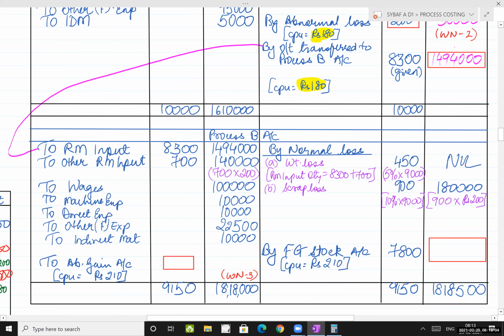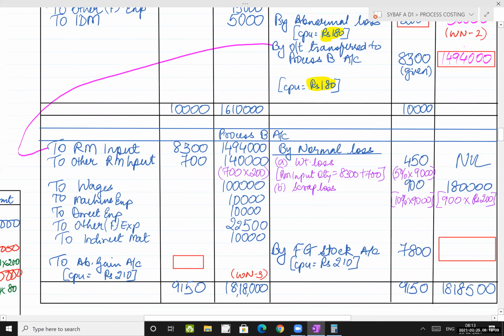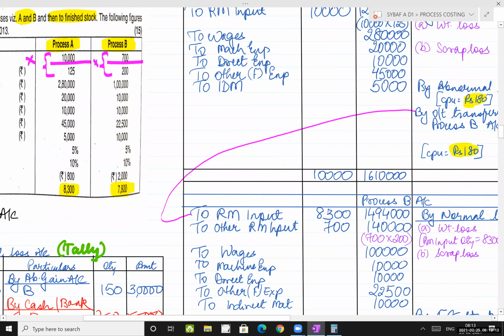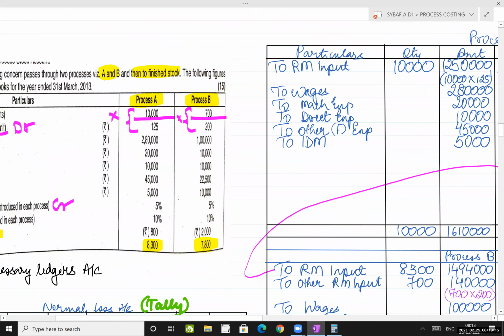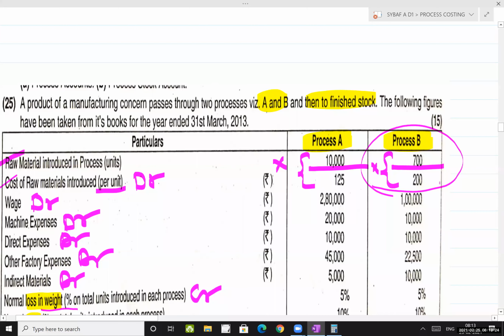See, this is 8,314 lakh 94,000. And there is one more other raw material input. एक तो raw material आएगा आपका प्रोसेस ए से, और एक रॉ मटेरियल और दिया है क्वेश्चन में, ये देखो 700 वाला. तो there are two raw materials in process B actually. एक जो आउटपुट होगा ए का वो बी में आएगा एज रॉ मटेरियल, and there is additional raw material which you have introduced in process B. Am I clear about this? समझ में आया? Acknowledge in the chat box.